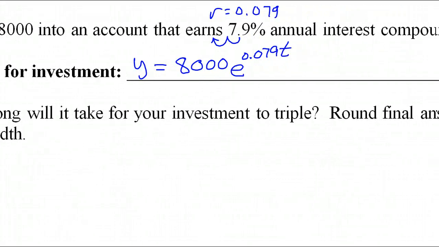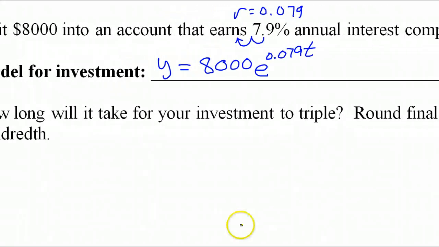How long will it take for your investment to triple? Well, they gave us an actual number. So it's 8,000 to start with. So if this triples, this 8,000 will become 24,000. All right, that's 8 times 3 is 24. So triple is 24,000. So that will be our y value, because that's the eventual amount that we have later.